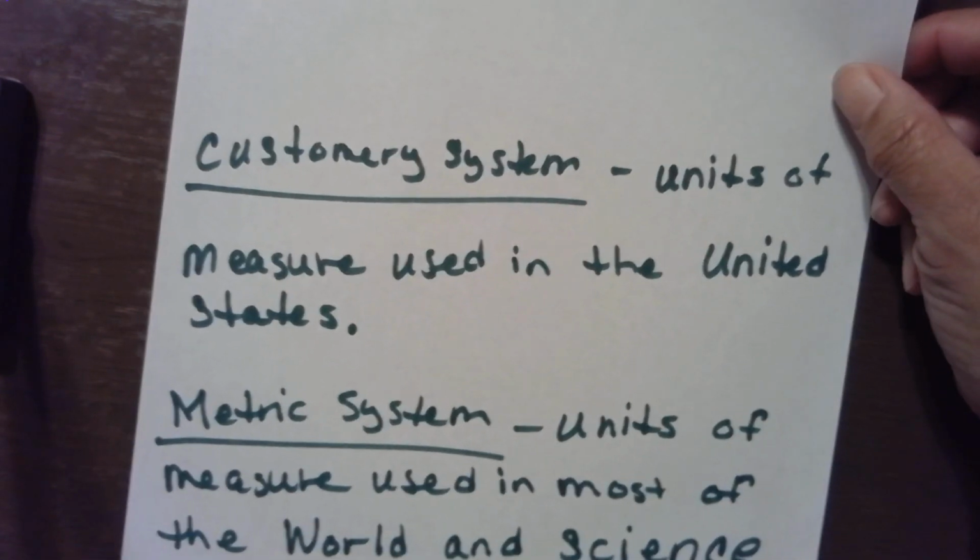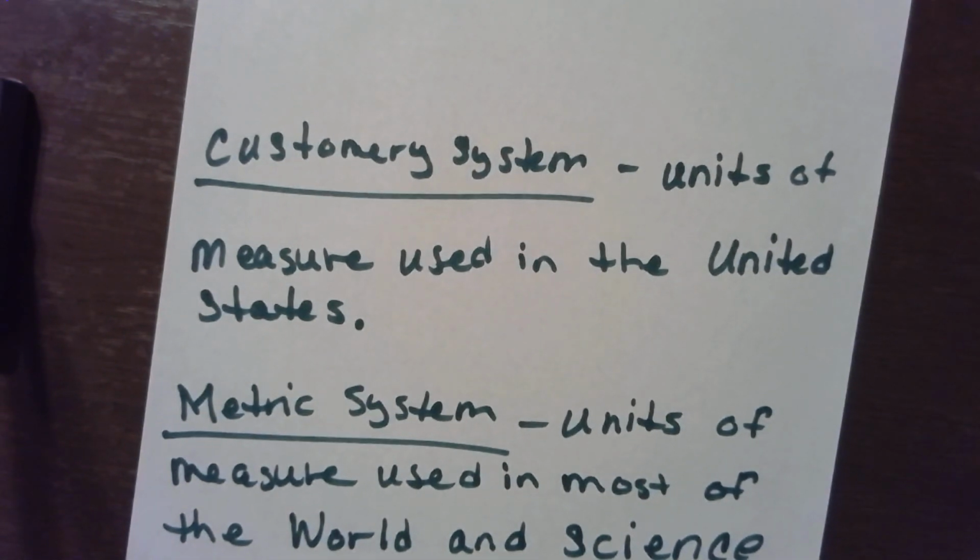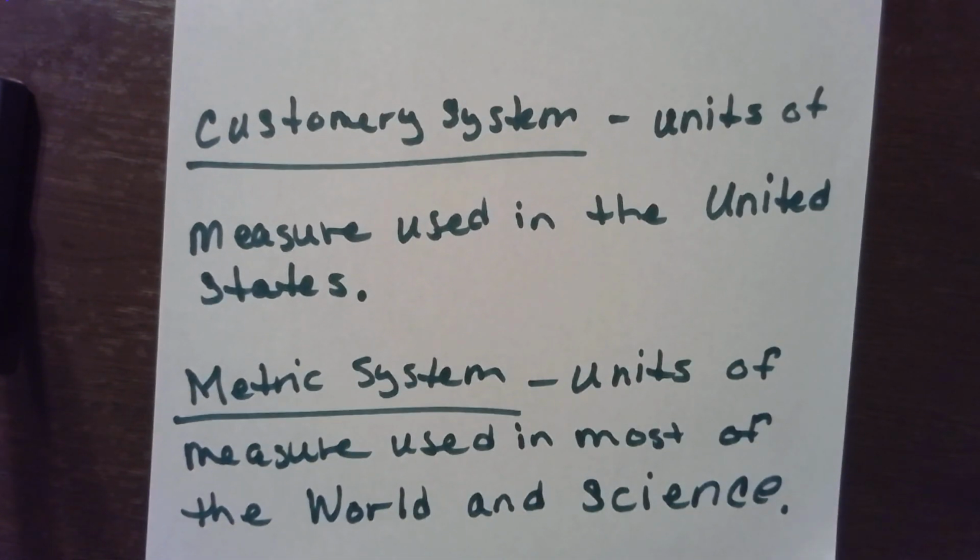And the second one is the metric system. The metric system is used by most of the world, units used by most of the world. And they use it in science, so that's why we still need it in the United States, and it also helps us function when we have to deal outside of the United States.